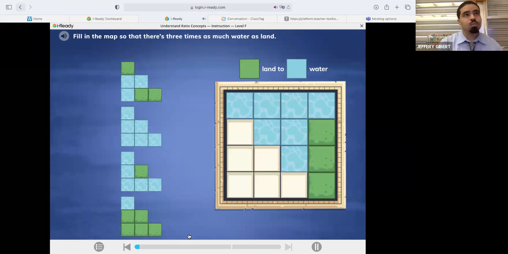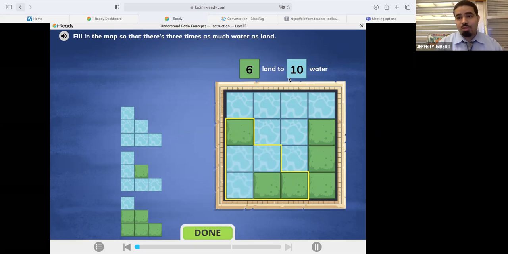Fill in the map so that there is 3 times as much water as land. All right. We need the land number to be 3 times. Oh no, the water number to be 3 times the land. Because it says 3 times as much water.